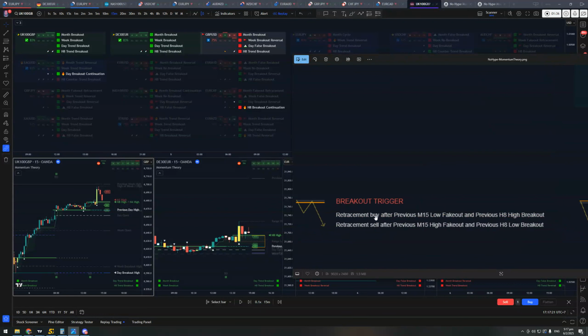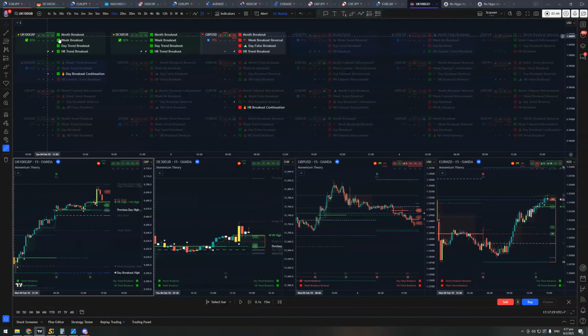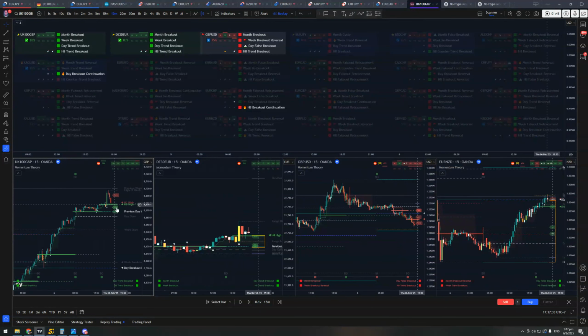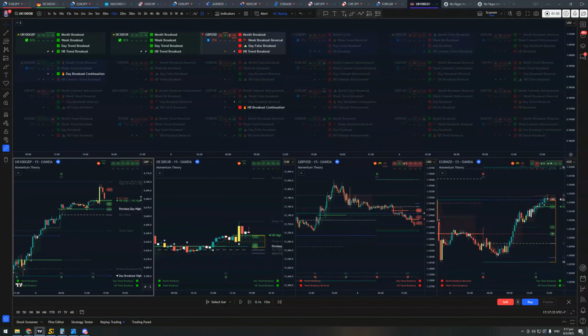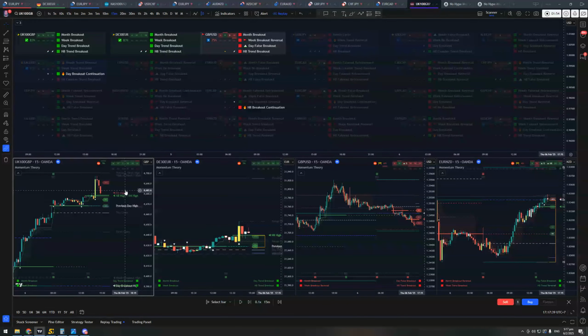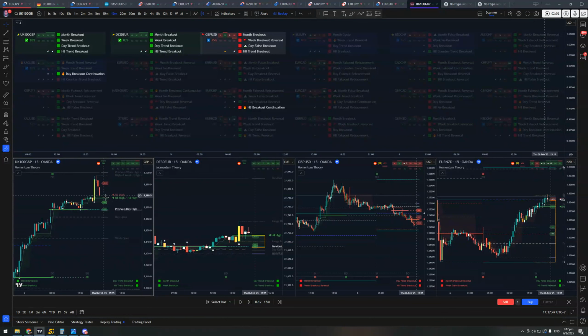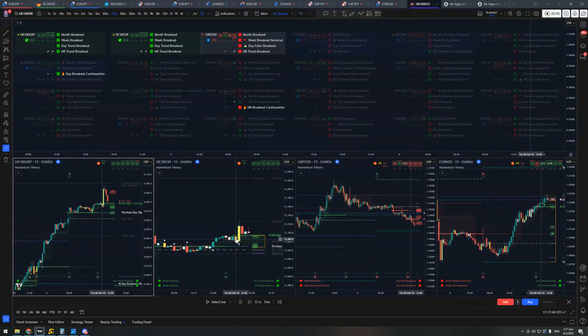I want to see a retracement buy, in this case, after a previous M15 low fake out and previous H8 high breakout. So that's how I want to get in on these sort of trades. But this is not the typical structure that I like to trade. But there's so many different types of entry styles, and people have different comfort zones with their structures. So, if you can find a way to enter with this, then go for it. But for me, this is not really something that I would trade.